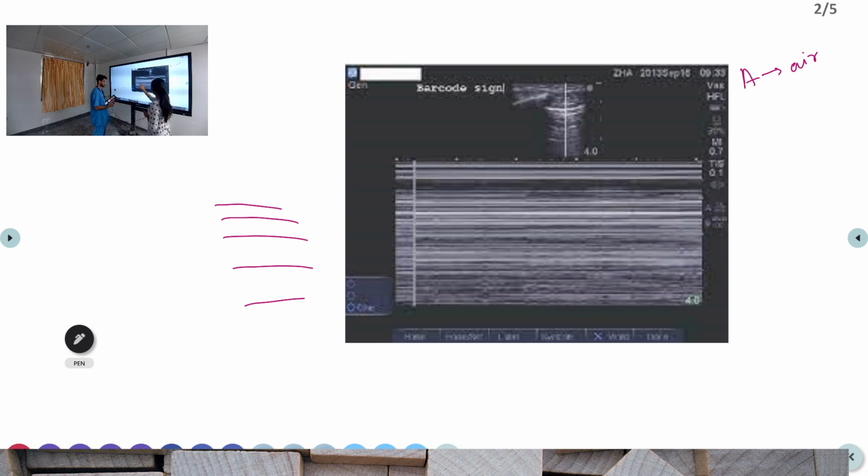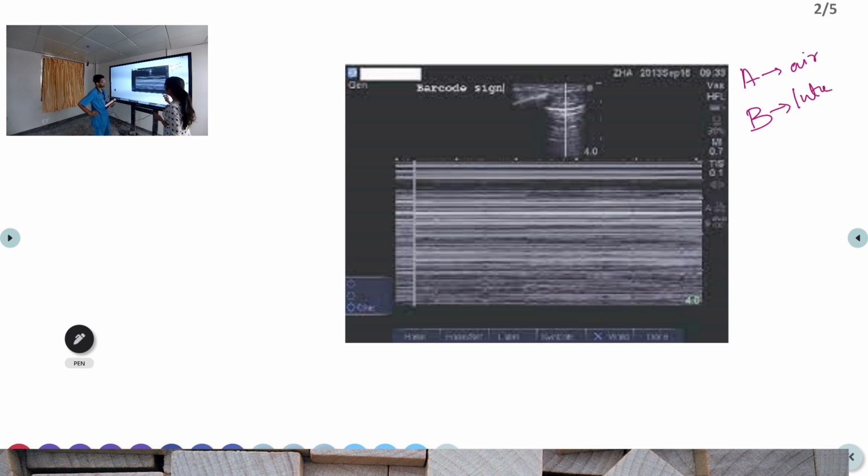So here only the sea is seen. What are these lines called? This is the stratosphere sign or the barcode sign. Suppose this patient is having, so our other differential diagnosis was what? Massive pleural effusion. What will you see in this lung ultrasound? B profile, and will you see B profile in pulmonary edema? What is B? B means interstitial pattern.